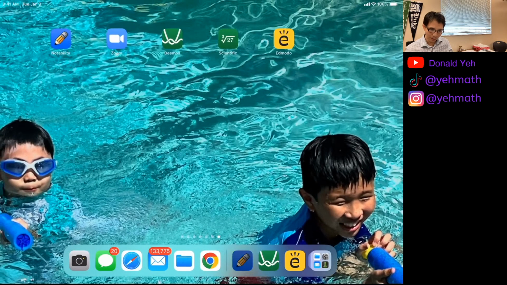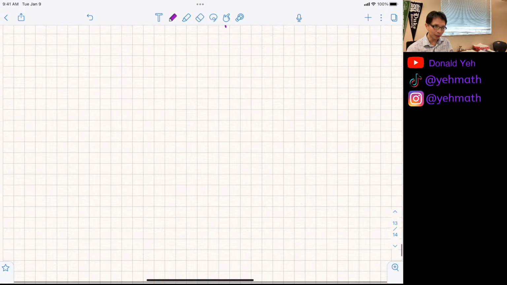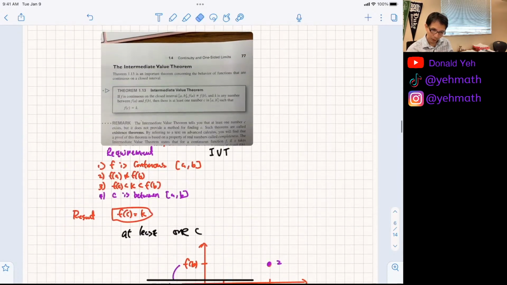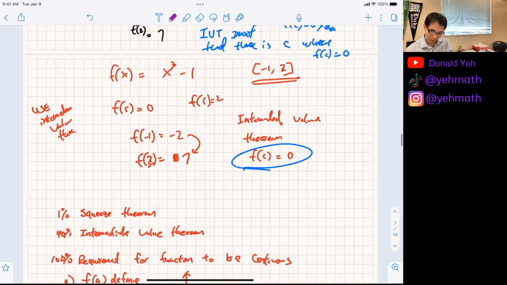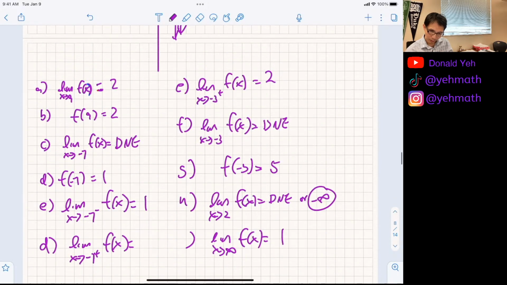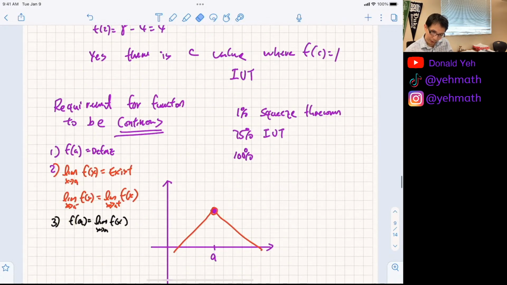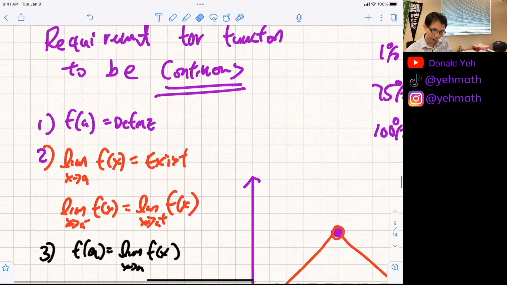So those are the questions. That's how they're going to show up. So with the intermediate value theorem understood, I'm going to talk about the next one. The next one is not the intermediate value theorem. Let me erase this. Sorry. Okay. So the next one is this one: the requirement for a function to be continuous.